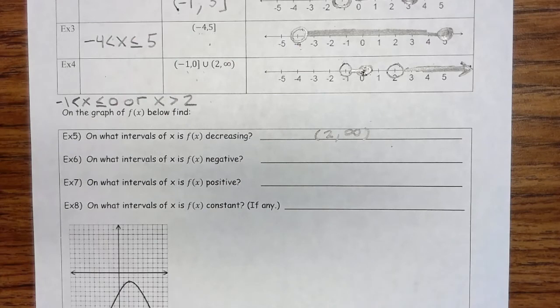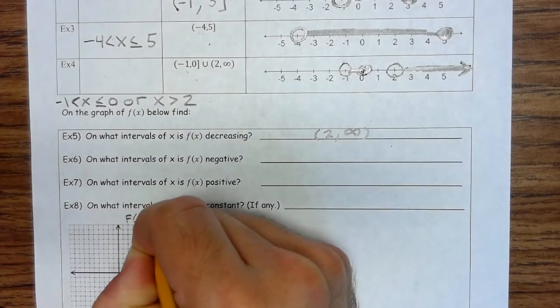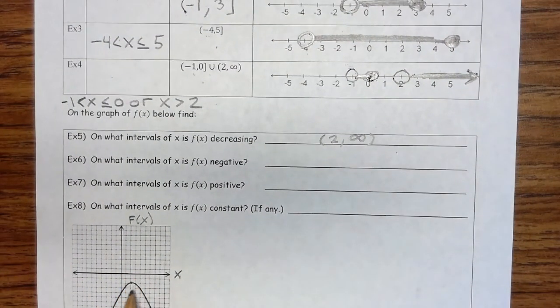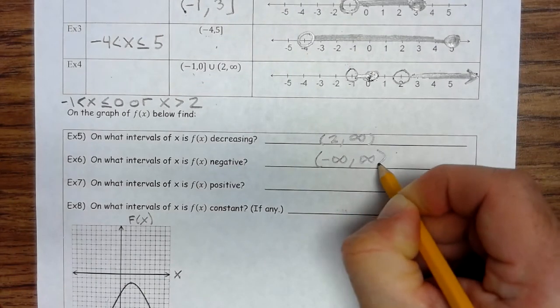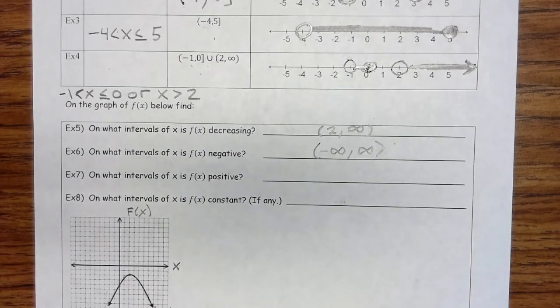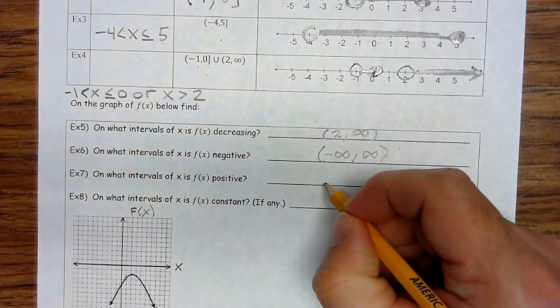Now, on what intervals of x is f of x negative? Here's x. This is f of x. So we're looking from left to right, but we're looking at the f of x. Here, all the values of f of x are negative, from negative infinity to positive infinity. Okay. On what intervals of x is f of x positive? Well, the answer to that is none. None of the graph is in the positive f of x.